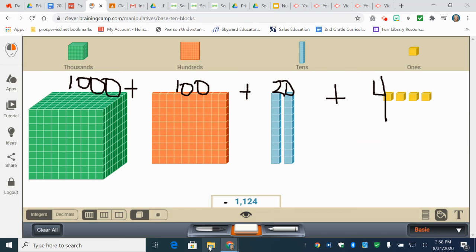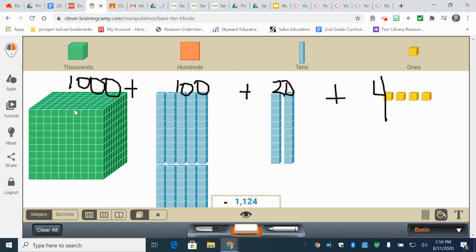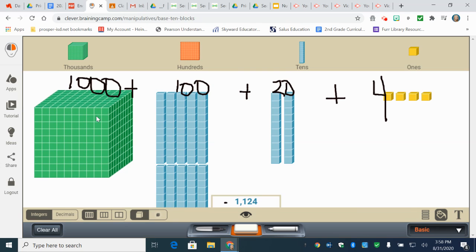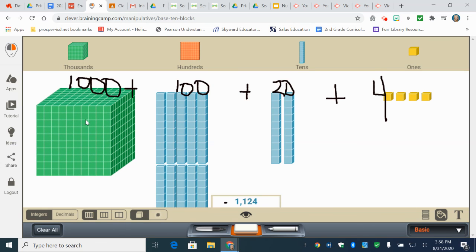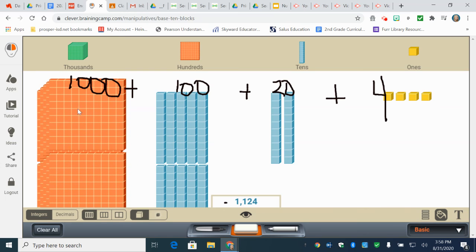What are some other ways you could have decomposed that number? You could have broken up your hundreds, and then I would have had 1,000, 12 tens, and 4 ones. Or you could have broken up the 1,000, maybe, and I would have 10 hundreds, 12 tens, and 4 ones. But all of those ways still show me 1,124.